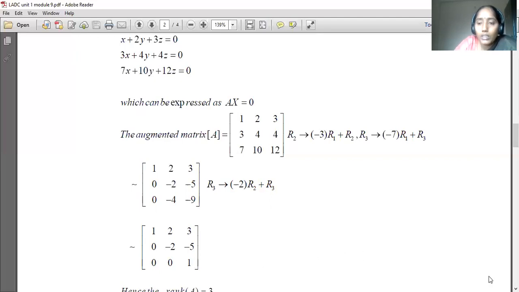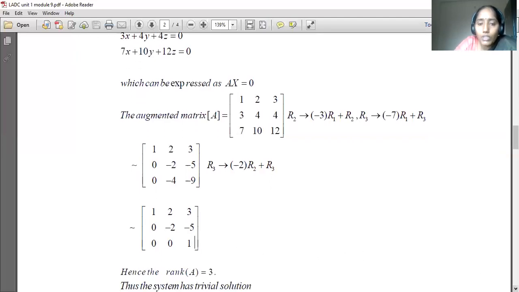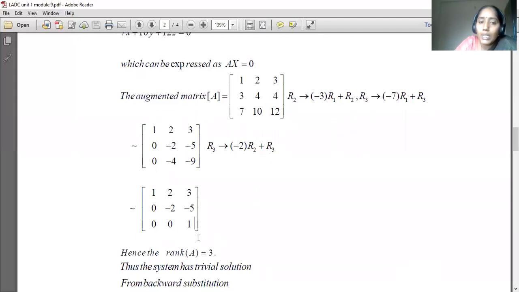And the rank of A is equal to 3. Rank of A is the number of non-zero rows, which is equal to 3. So what is the relation between R and N? R is equal to 3.